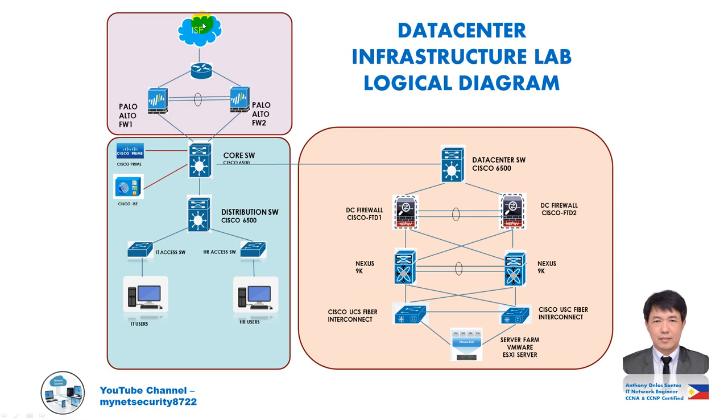This is the topology. I will connect to the internet with the internet router with two Palo Alto firewalls, core switch, distribution, access switch, and then the Cisco Prime and ISE. On the data center side, we will install another switch which connects the Cisco FTD firewall, and then Nexus, Cisco UCS Fabric Interconnect, and a server farm using VMware ESXi, and inside of it we'll install Windows Server for our DHCP server, DNS, and domain server.